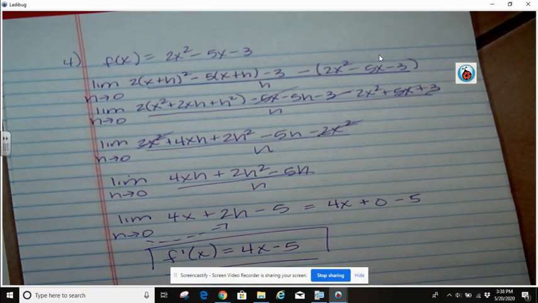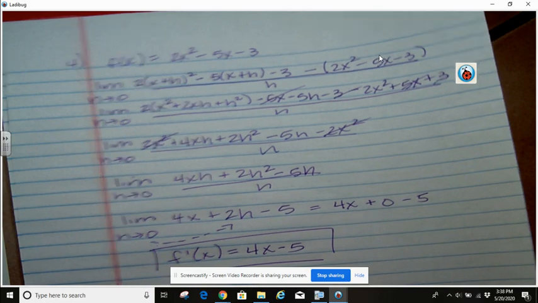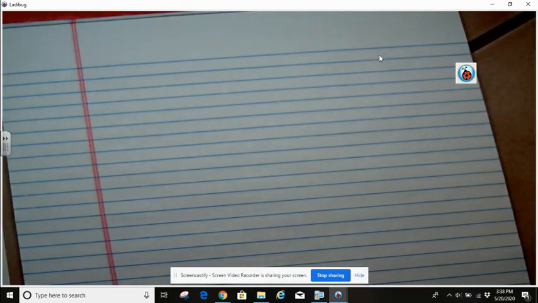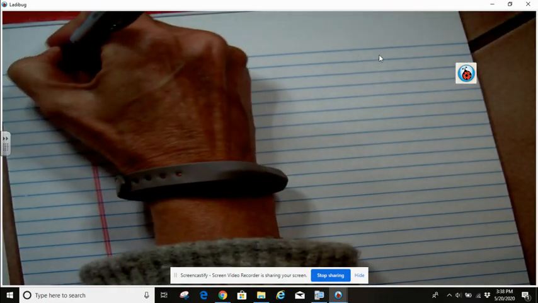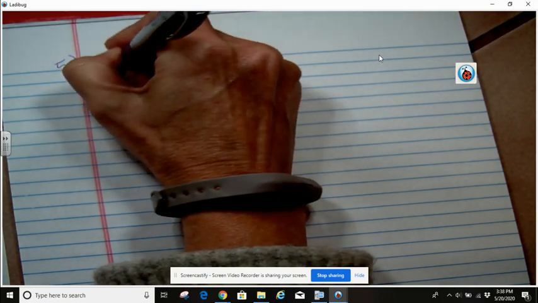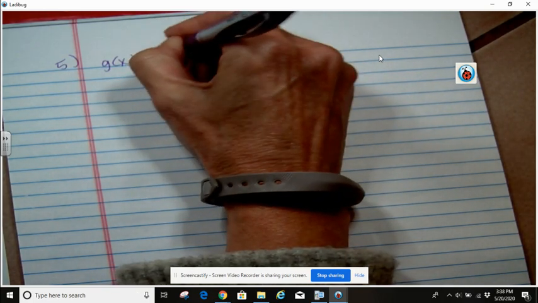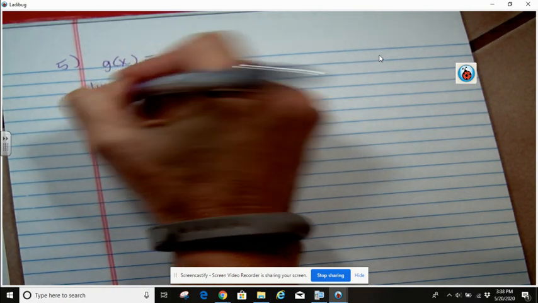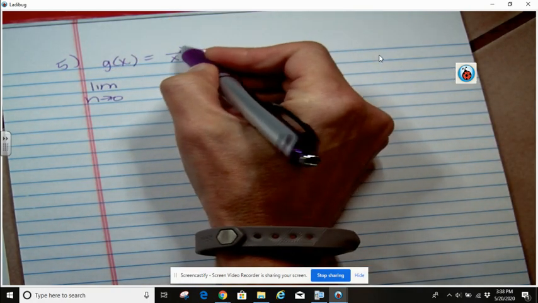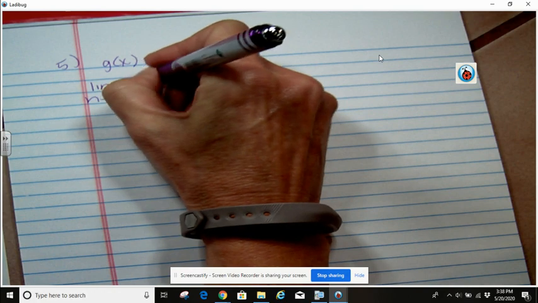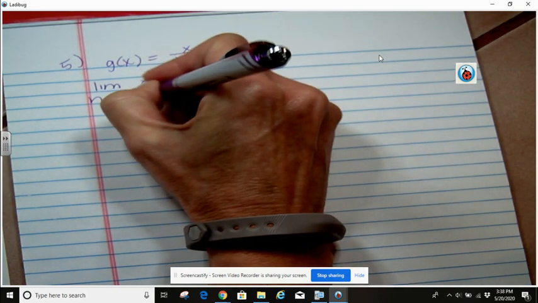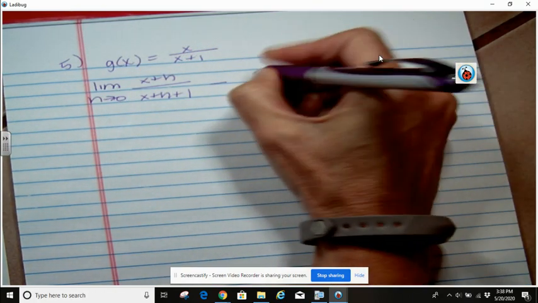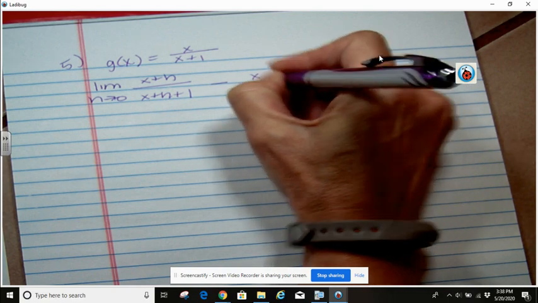All right, number 5, your rational function. Again, the main thing is that the algebra is just a little different. So number 5, g of x equals x over x plus 1. Okay, limit as h goes to 0. So we'll replace both of these x's with x plus h over x plus h plus 1 minus the function as given, all divided by h.